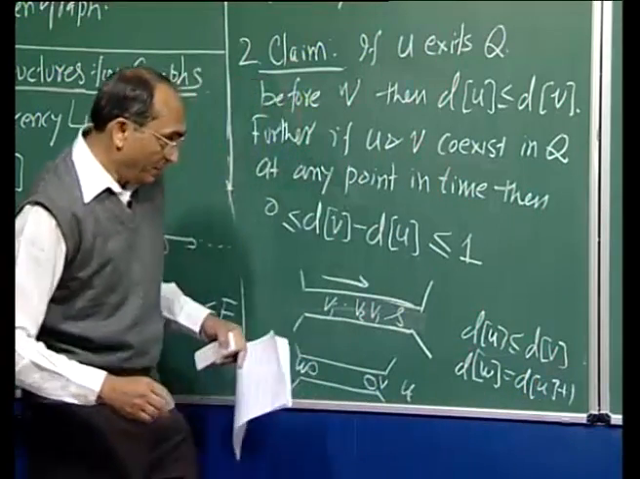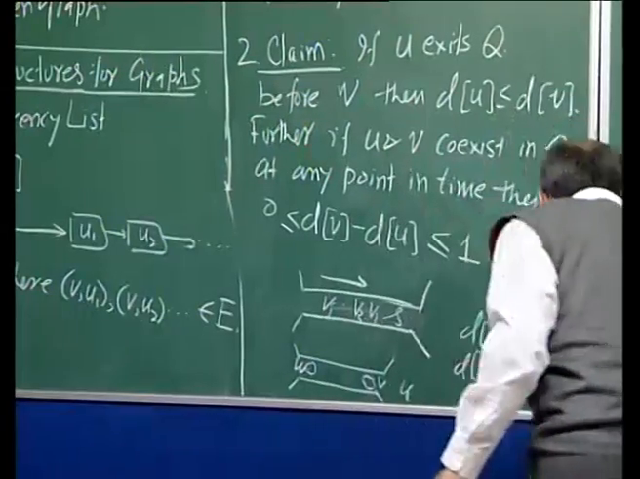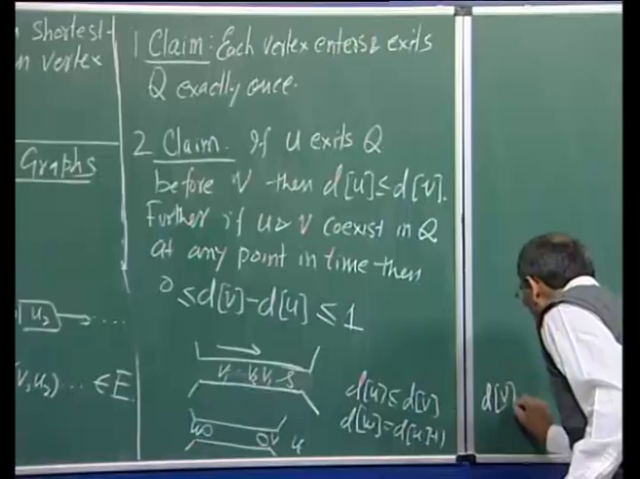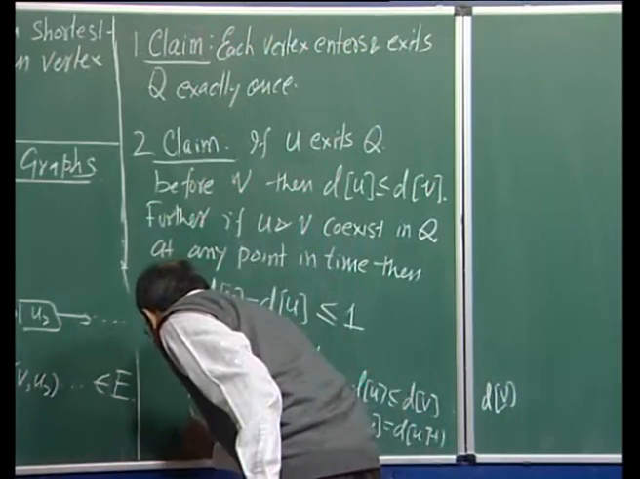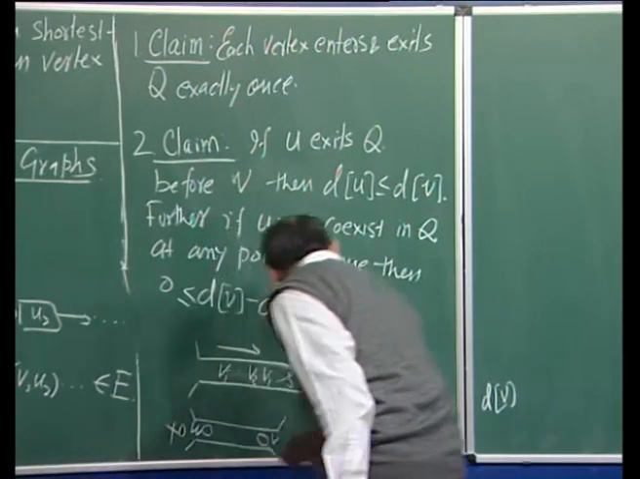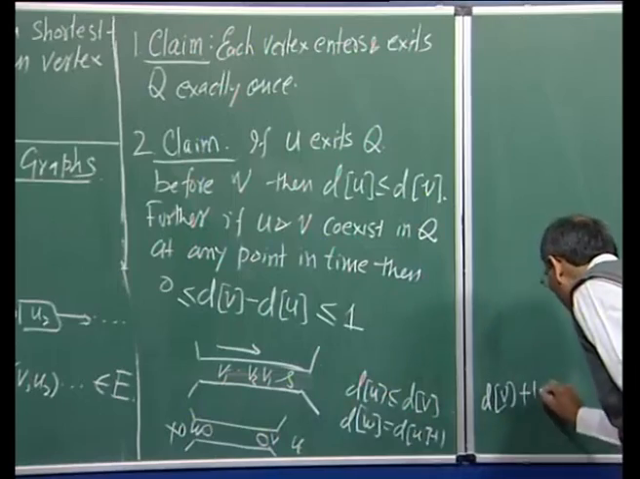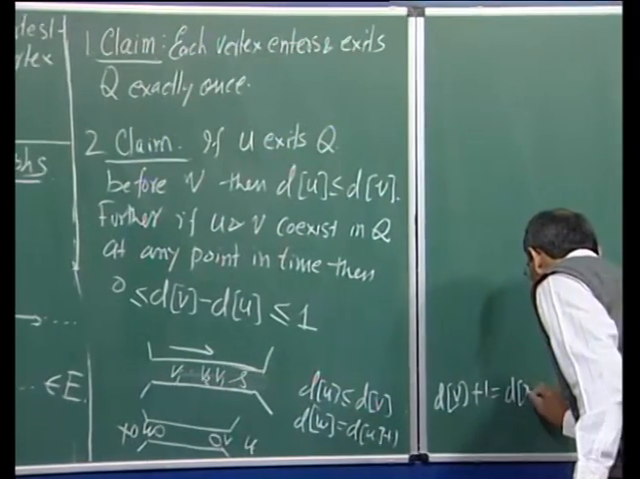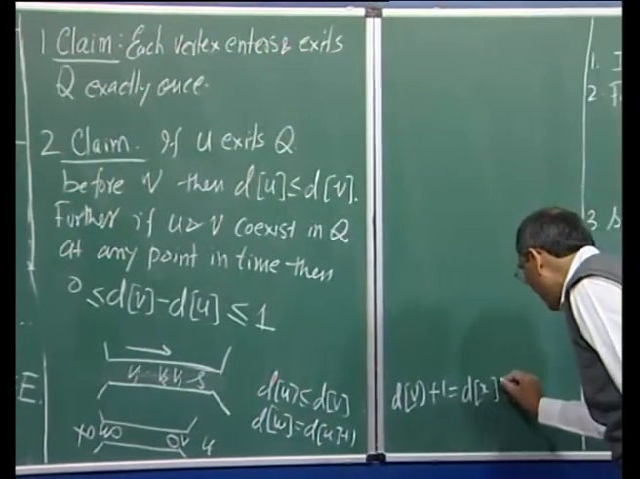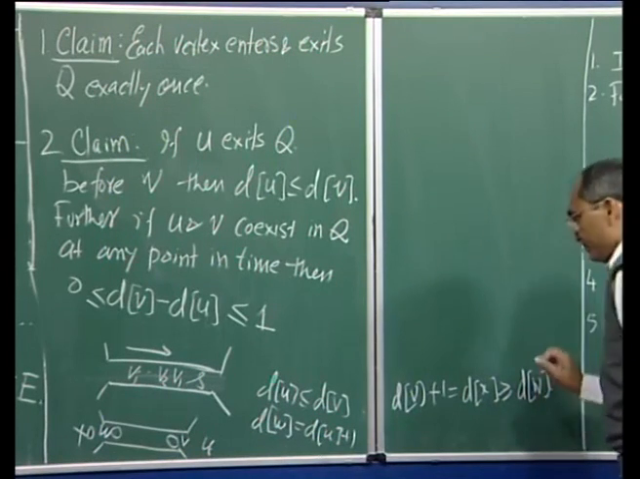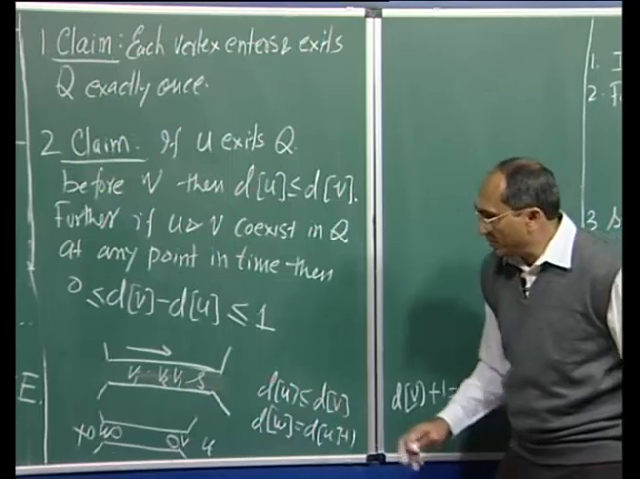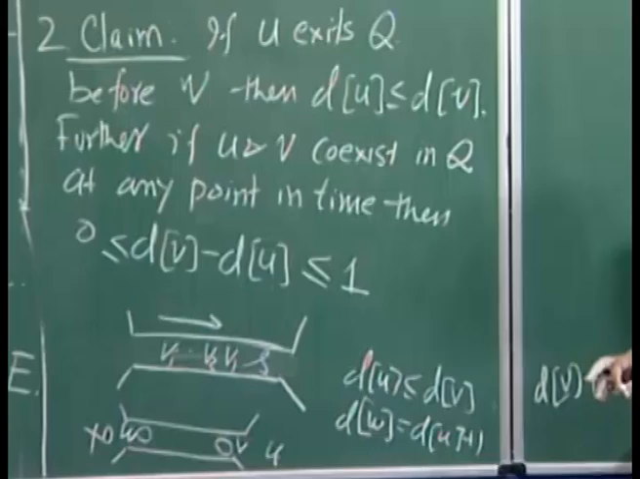Hence d of v, the next vertex that comes here, say x, plus 1 will be the d value of x, which will be greater than or equal to d value of w. So this will remain monotonic. We will continue this discussion in the next lecture.